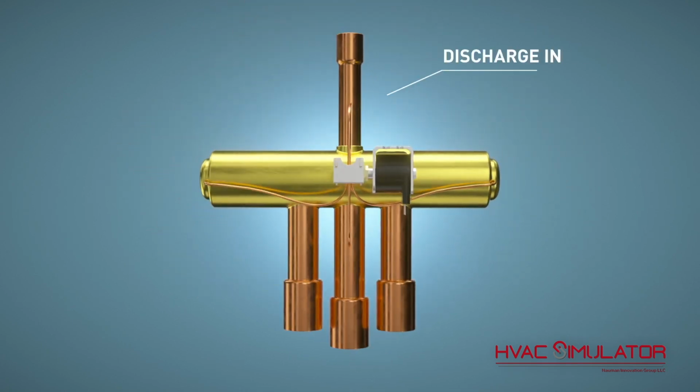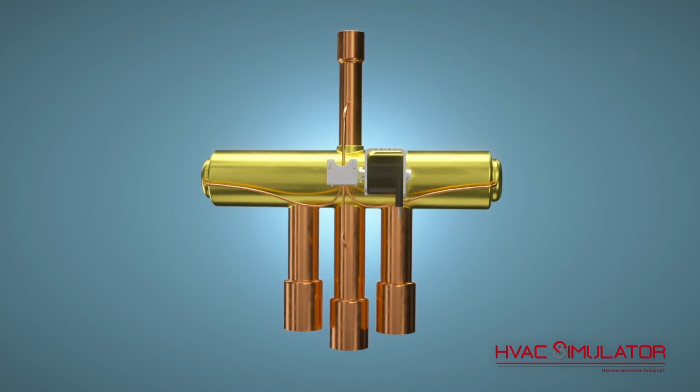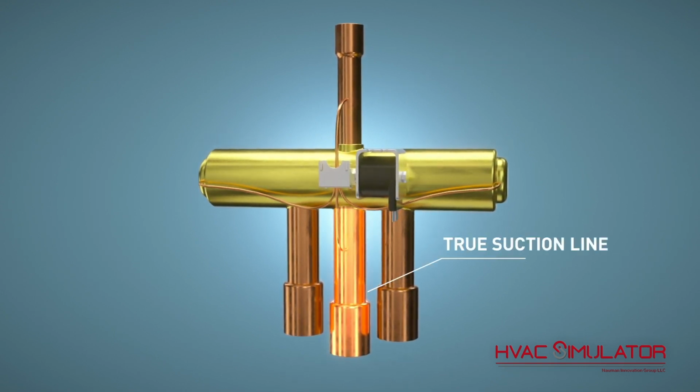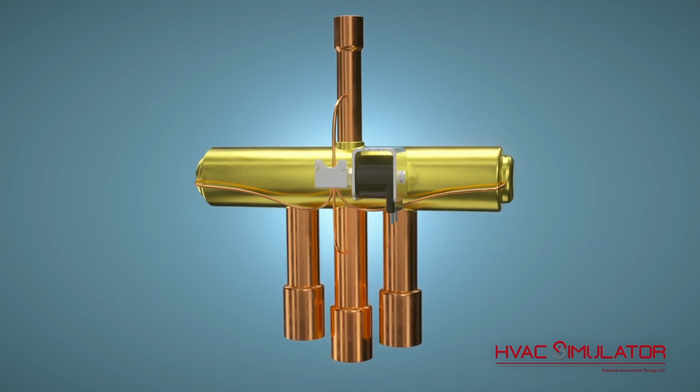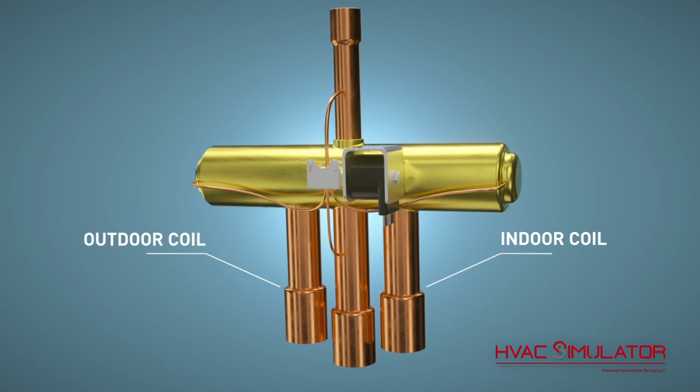The discharge inlet line will always be the single line opposite the 3 other lines. The true suction line will always be a low pressure outlet in the middle of the 3 pipes and directly connected to the accumulator. Depending on the heat pump mode, the 2 outer lines will either be a discharge outlet or a suction inlet.